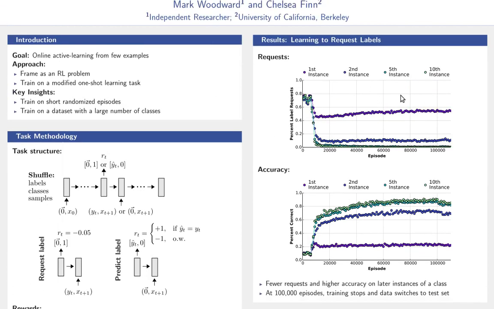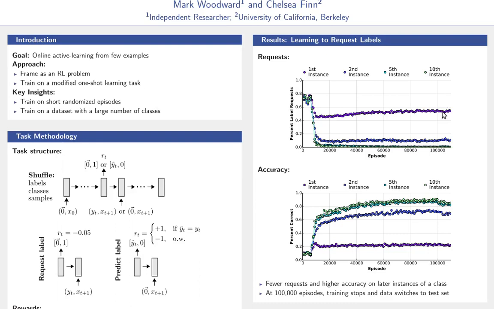Okay, so within an episode, there's going to be a first instance of a class, a second instance of a class, a fifth, and a 10th. And for each of those instances, what we've plotted here is, for the first instances of the classes in that episode, what percentage of those did we request labels on, and the same for the second, fifth, and 10th. And then the x-axis here is the training episode. At the 100,000th point, we stop training and switch over to the test set. So this is performance on the test set out here.